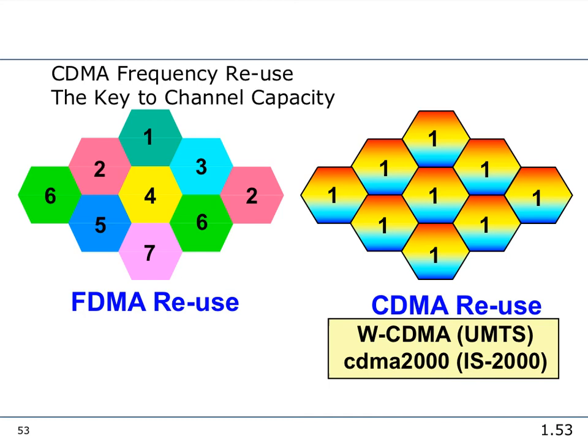So until 3G, CDMA was really dominating. They found so many benefits of using CDMA. It dominated 3G completely, until they invented what they call orthogonal FDMA.